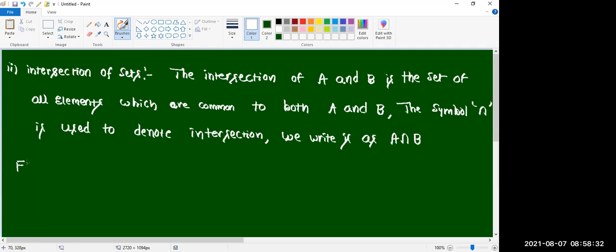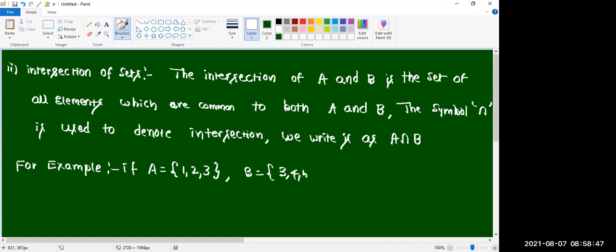For example, if A equal to 1, 2, 3 and B equal to 3, 4, 5, 6, that implies A intersection B equal to what is the answer? 3. 3 is the answer. Okay? So properties also we can write for this.